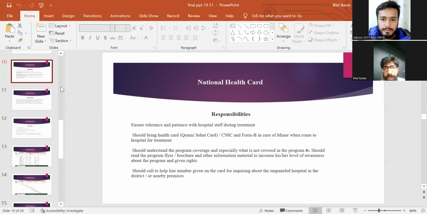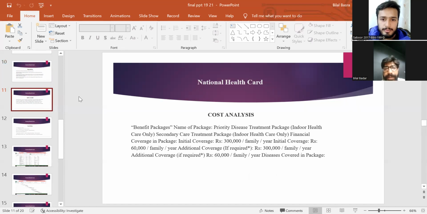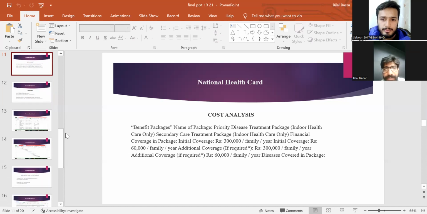Then we should call the helpline numbers given on the card for inquiring and helping people deal with the issues related to the National Health Card. In the next slide, there is a cost analysis of the National Health Card, with benefit packages like the disease treatment package and the initial coverage of the package.